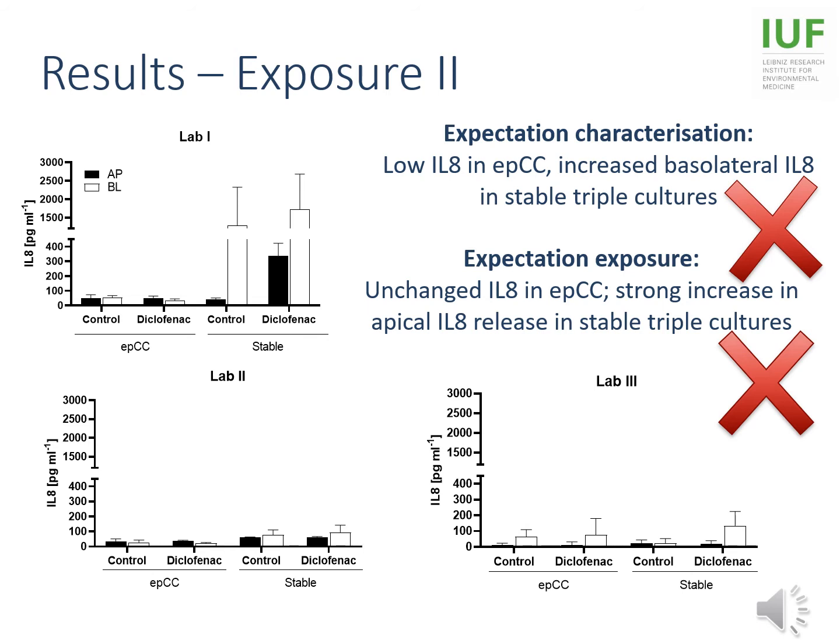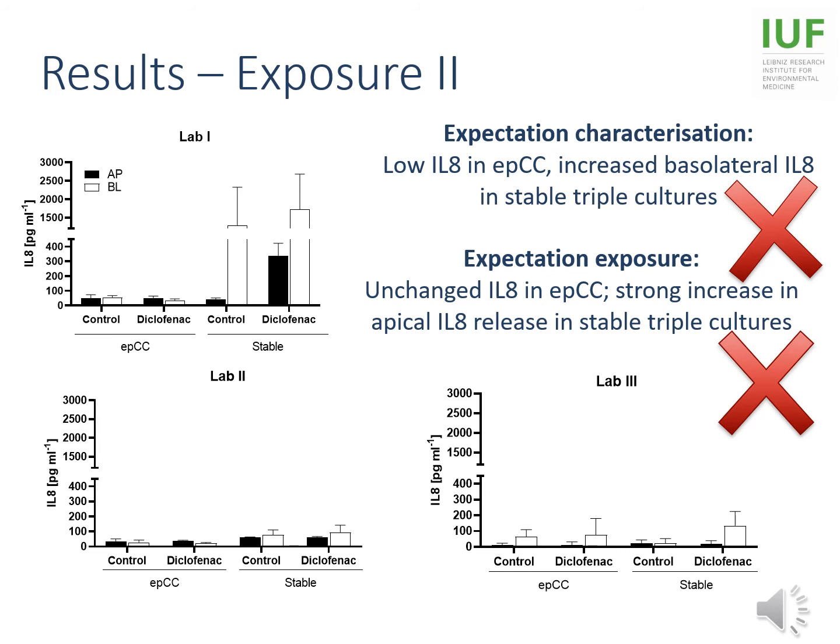In Lab 1, at the top, we did not detect significant quantities of interleukin-8 in apical or basolateral supernatants of the epithelial co-cultures, and no response to diclofenac. In contrast, the stable triple cultures were always characterized by increased quantities of interleukin-8 in basolateral supernatants, and a strong increase in interleukin-8 in apical supernatants after the exposure to diclofenac.